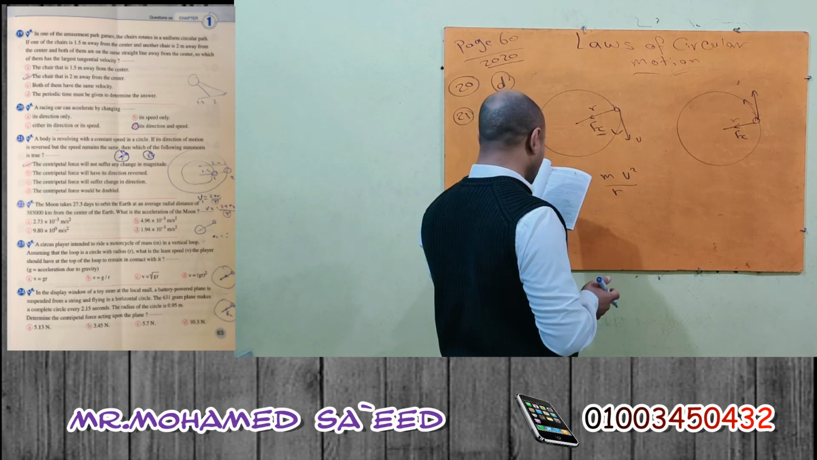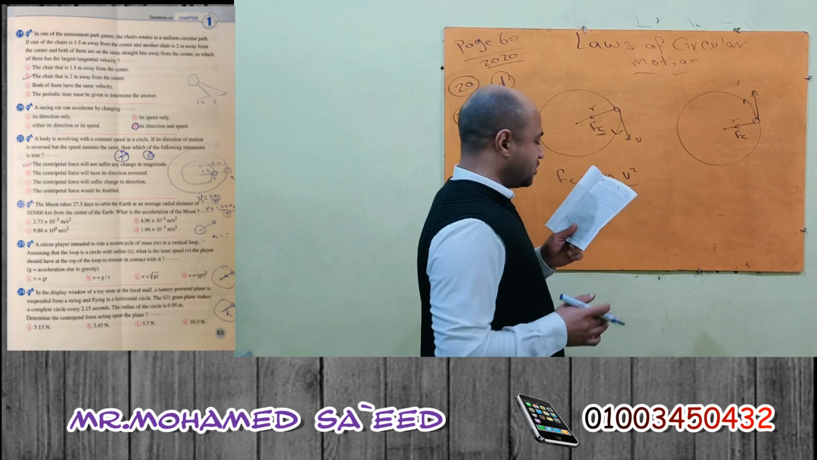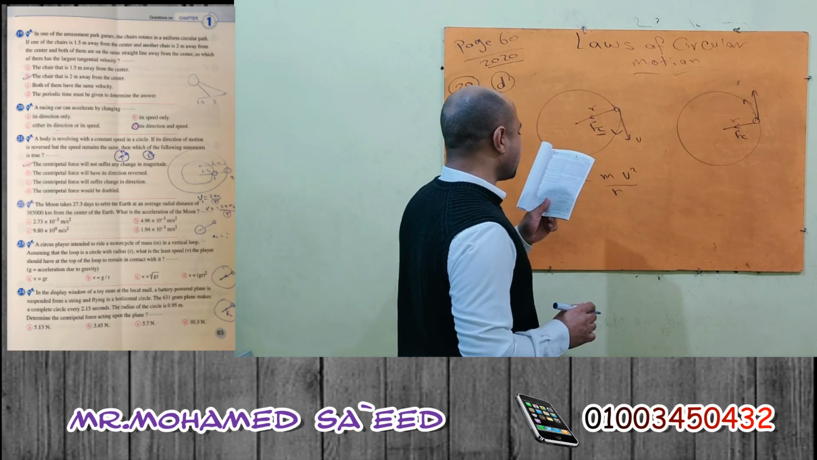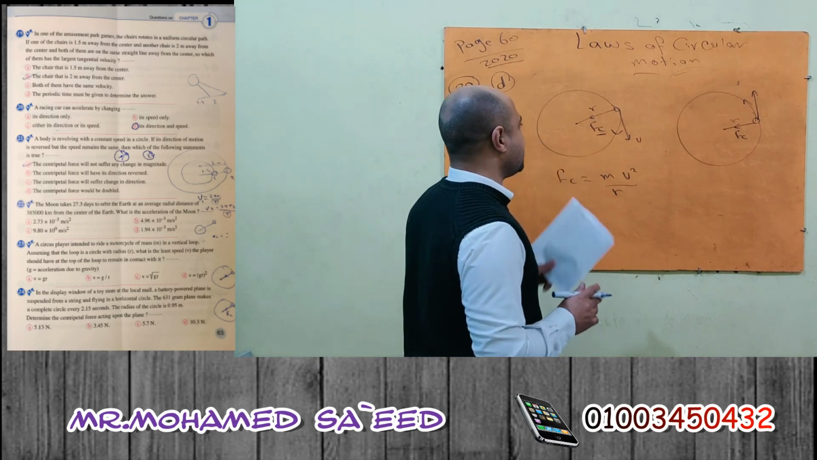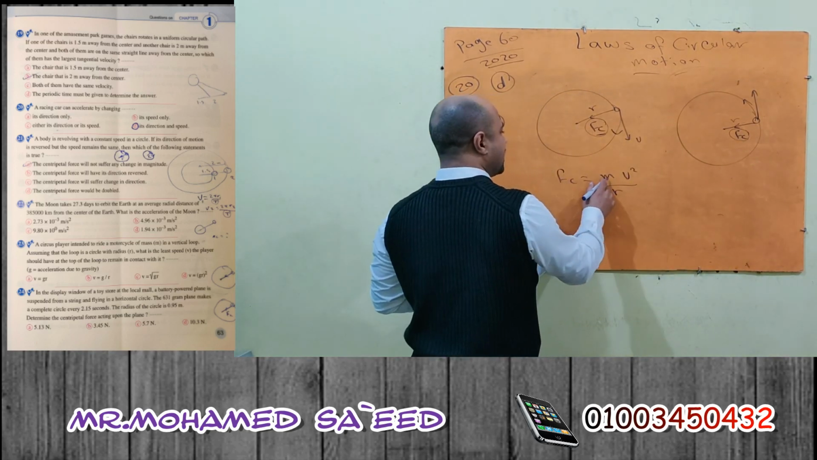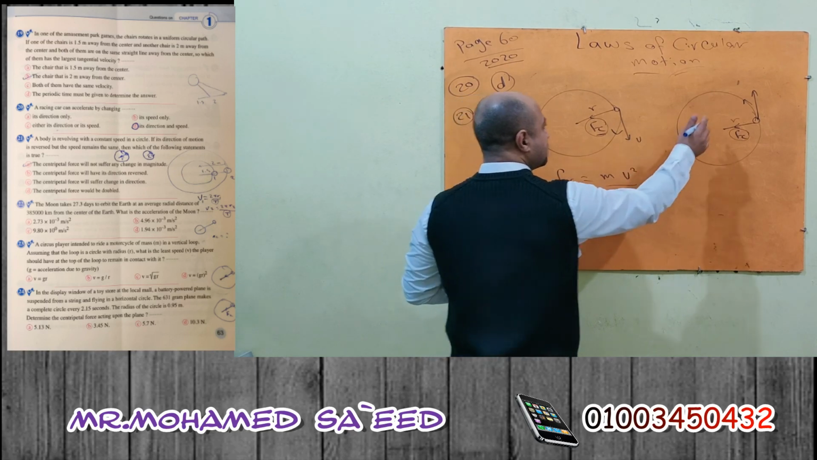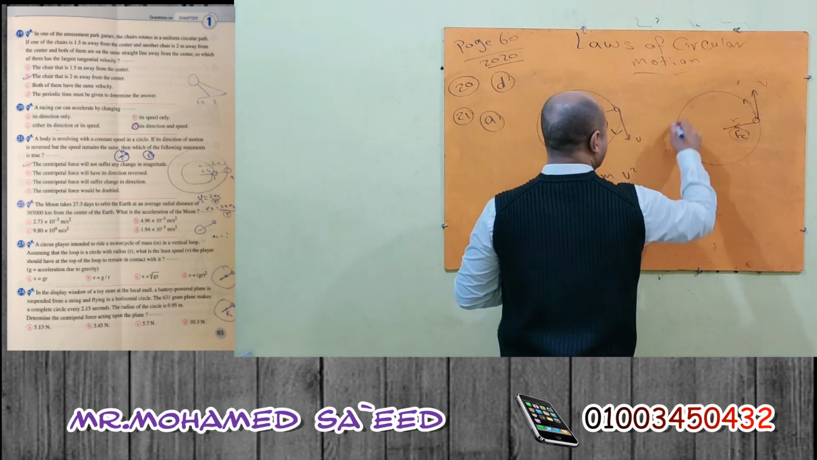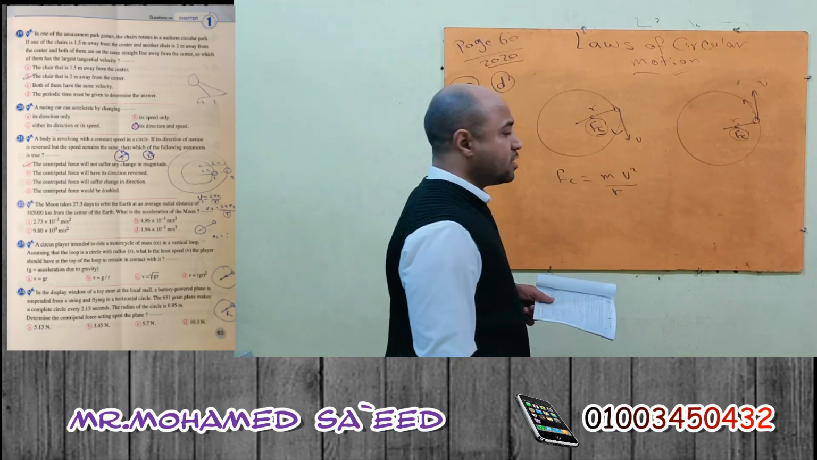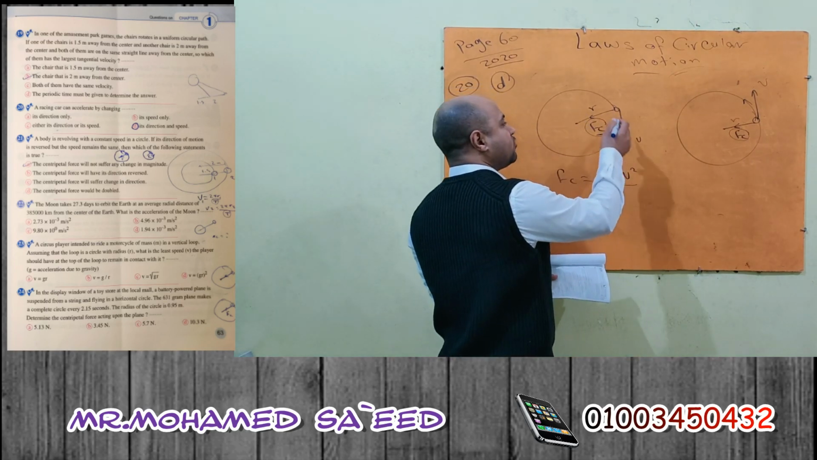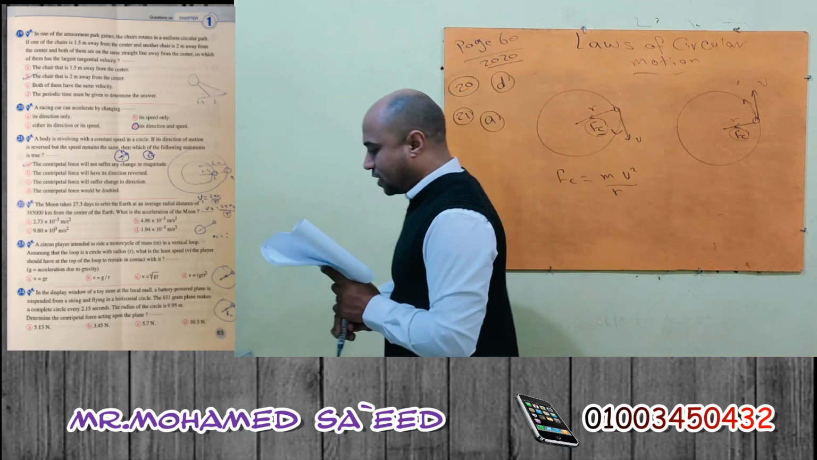C, the centripetal force would be doubled, is not true. B, C, and D are incorrect. So the true answer is A, which says that the centripetal force will not suffer any change in magnitude, because centripetal force equals mass times v squared over r. The body moves with the same velocity and radius, so the centripetal force doesn't change in magnitude and direction. It acts toward the center with the same magnitude. So the true answer is A.